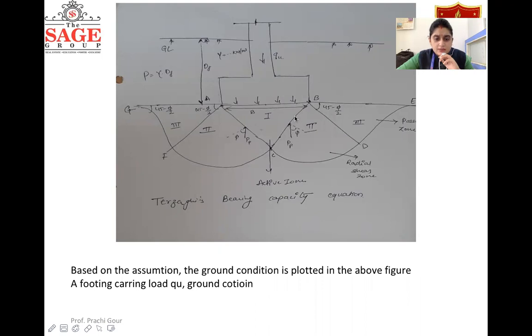So this is the pressure which is applied, the PP in the upward direction. The angle to the normal to it is denoted by phi. This is the width of the base of the footing, which is capital B. So this is the diagram for the Terzaghi's bearing capacity equation.